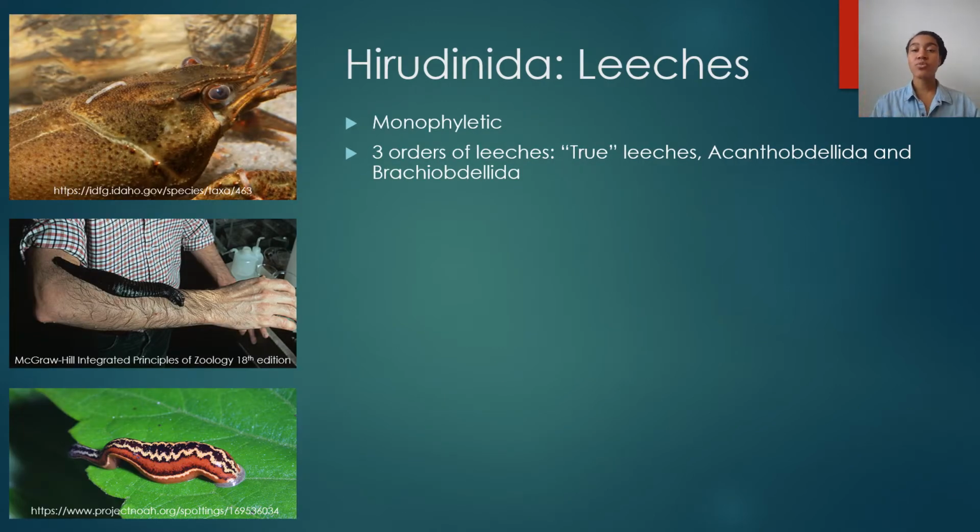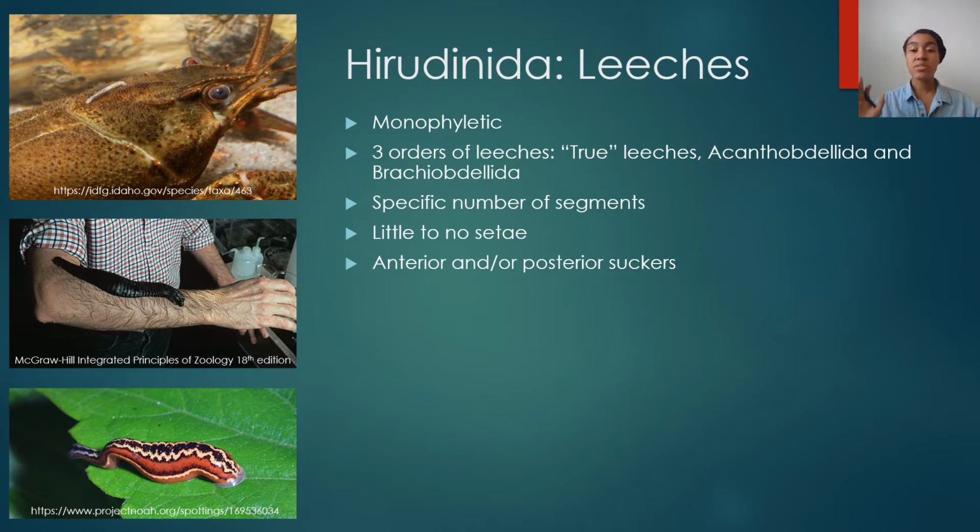And then the last group we're going to talk about is the organisms that fit in the grouping Hirudinida, and these are your leeches. The leeches are a monophyletic grouping, and there are actually three orders of leeches out there. We have our true leeches, and then you have your other two orders, and I'm not even going to attempt to pronounce them, but their morphology is somewhere between true leeches and the oligochaetes. So they're morphologically different from the true leeches, so they get their own order.